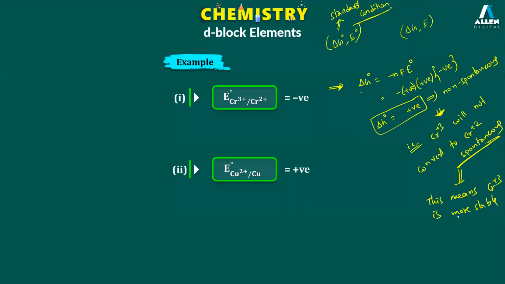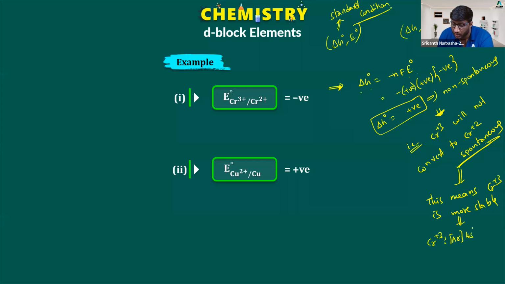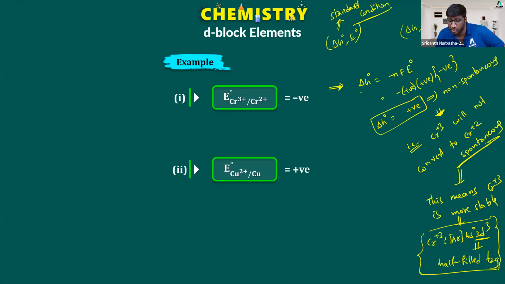So what do you mean by this? Very good. Cr+3 has the electronic configuration of argon 4s0 3d3. So 3d3 means a half-filled t2g is there. Because of the half-filled t2g subshell, Cr+3 is more stable. Because Cr+3 is more stable, it will not convert to Cr+2 spontaneously. Because it is not spontaneous, delta G has to be positive. Because delta G is positive, can I say the electrode potential has to be negative?